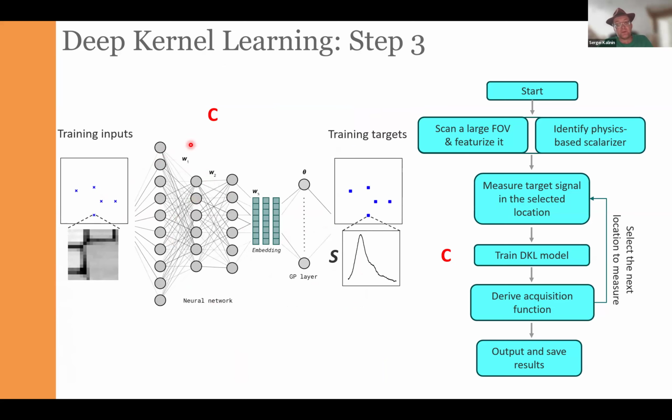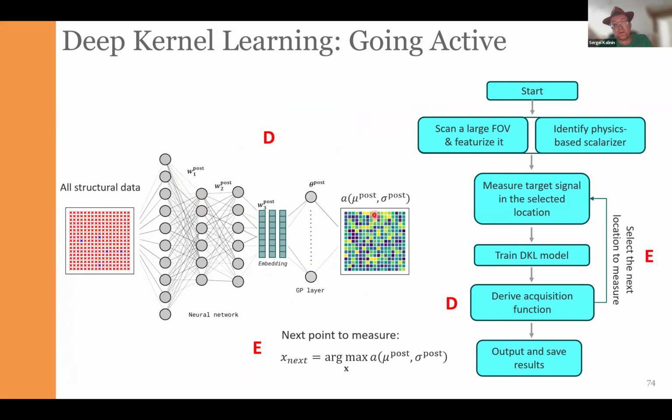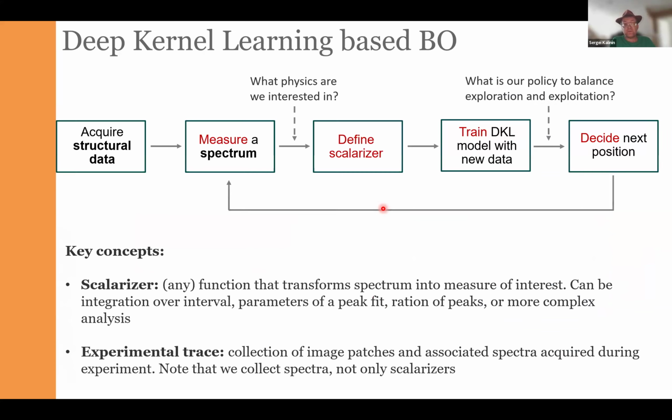So the deep kernel learning is essentially a hybrid of the deep convolutional network with the Gaussian process. And we will be able to predict the properties everywhere, so for measured objects and for unmeasured objects. And then, of course, if we can predict the properties and the uncertainties, again, we can use the acquisition function, which can be our upper confidence bound, in order to choose the next location for measurement.